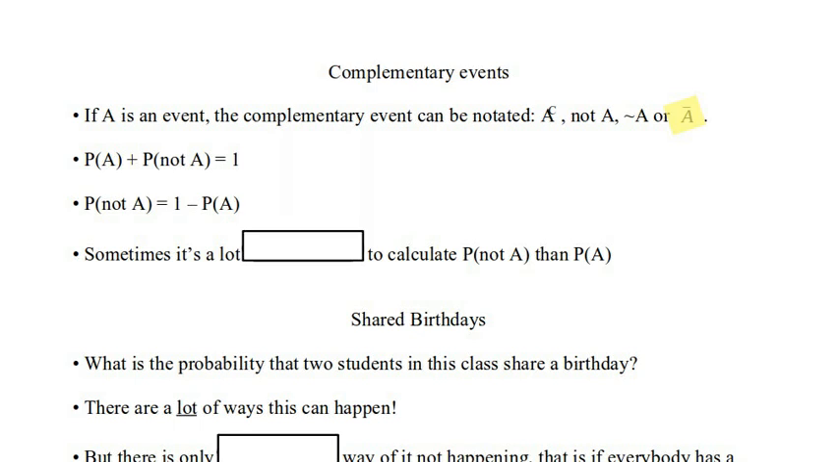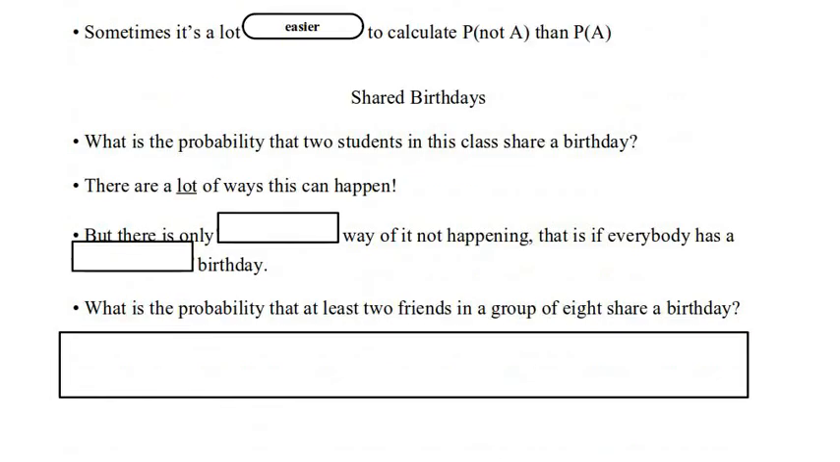Now, sometimes it's a lot easier to calculate the probability of not A than the probability of A. And our first example, and to my way of thinking, the best example of this, is finding the probability that a class has shared birthdays. This is a perfect example of it being a lot easier to find the probability that something does not happen than something happening. So it says, what's the probability that 2 students in this class share a birthday?